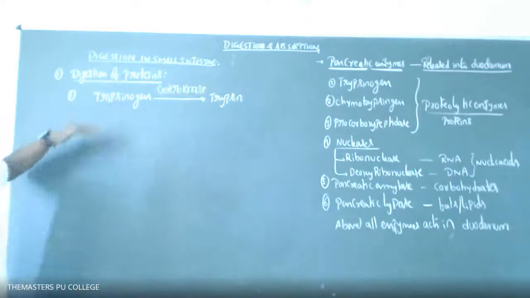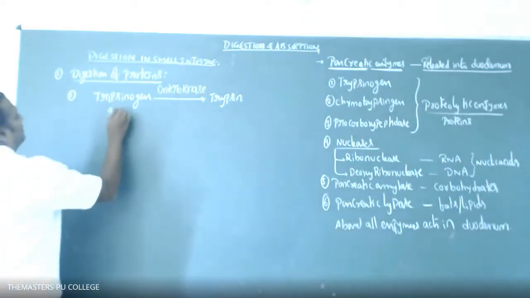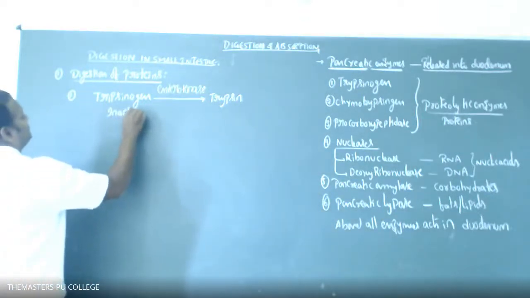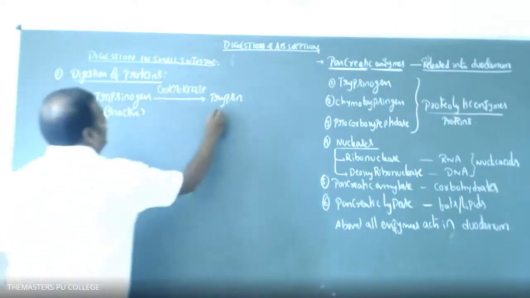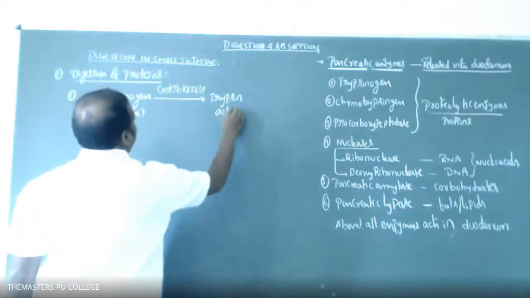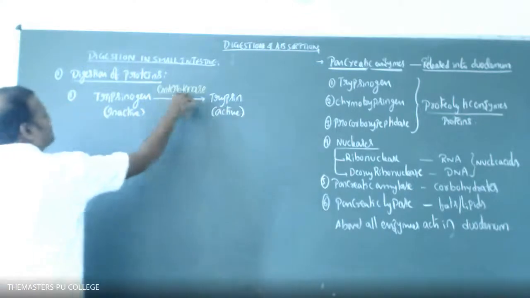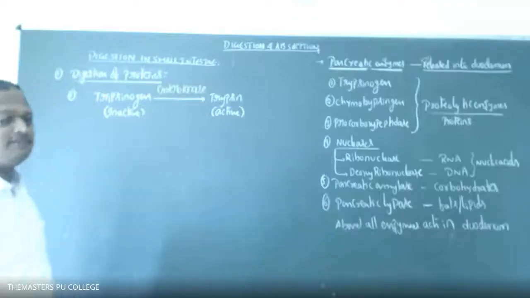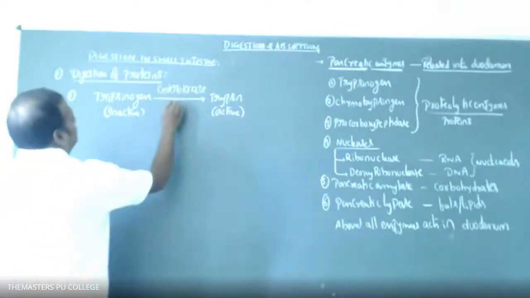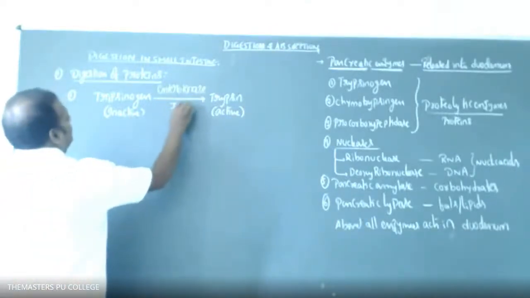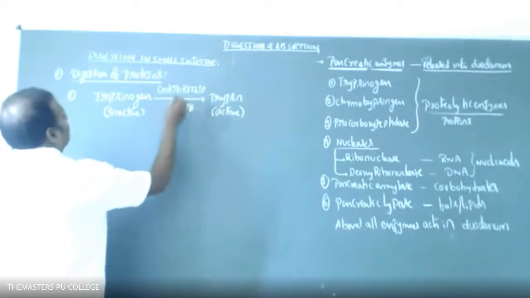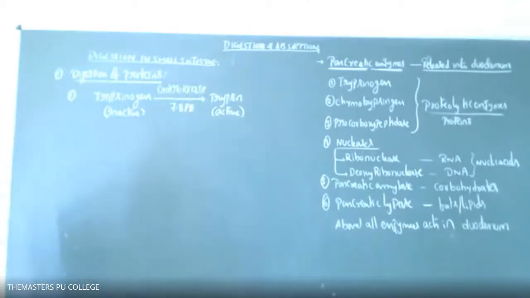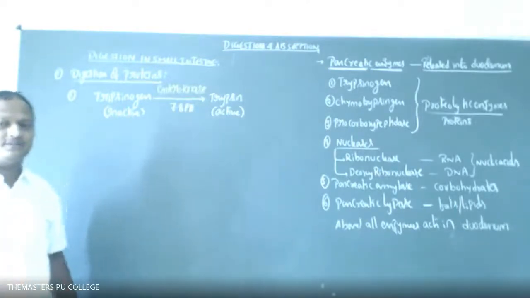So inactive trypsinogen is converted into active trypsin by the presence of what, students? Enterokinase. The influence of enterokinase. A pH of 7.8 needs to be maintained. Alkalinity, 7.8 pH.